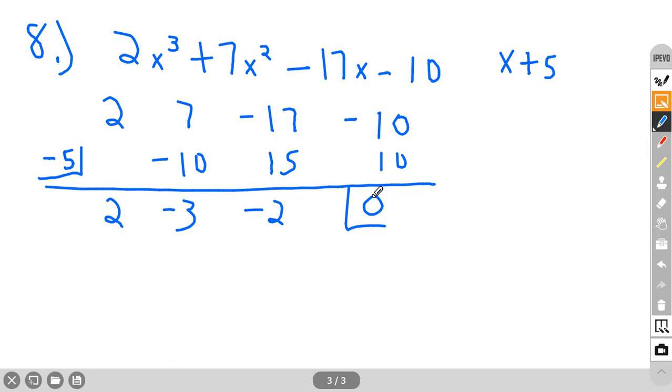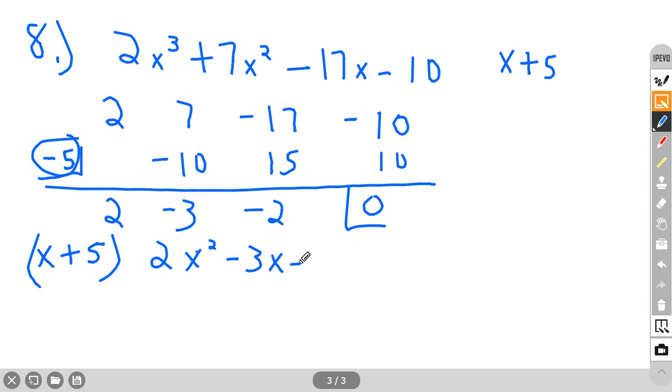So now I just have to go ahead and write my equation. So my equation so far is x plus 5. That comes from this negative 5 right here. And then my other factor will be 2x squared minus 3x minus 2. So I'm going to take this second equation and I'm going to go ahead and factor it. So I have x plus 5.